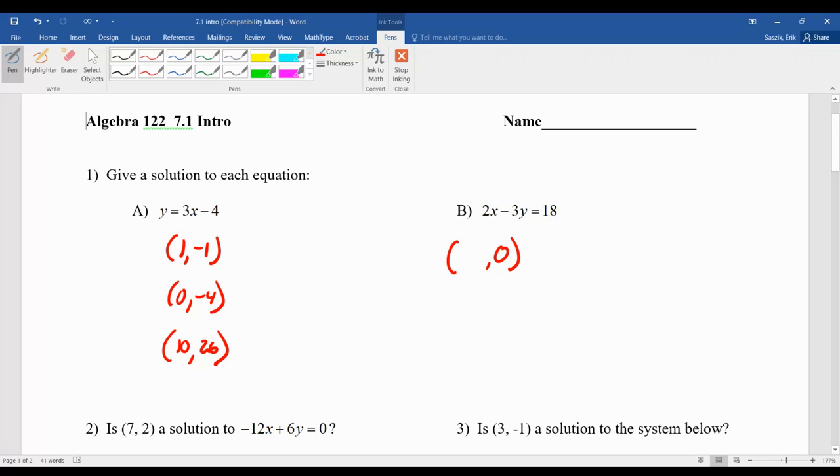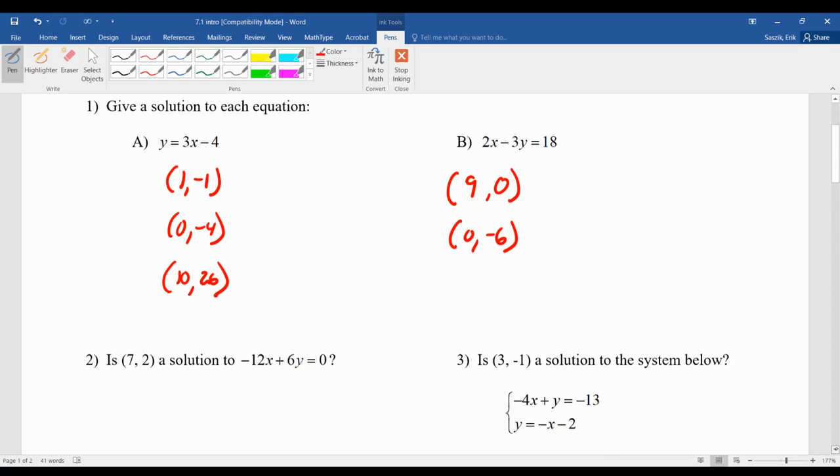2 times what is 18? 2 times 9. Of course, you could do the y-intercept, -3. If I plug 0 in here, this goes away. -3 times -6. That one's a little bit harder to do in your head, but you could solve it for y and come up with an infinite number of points. So a solution is just a point that's on the line. That's all it means. Okay?